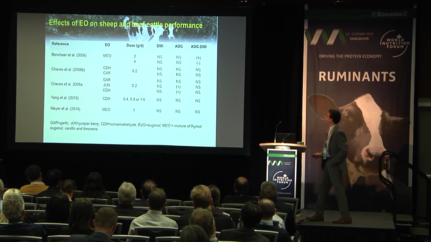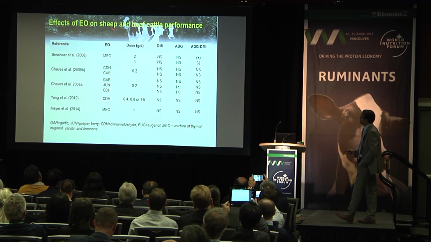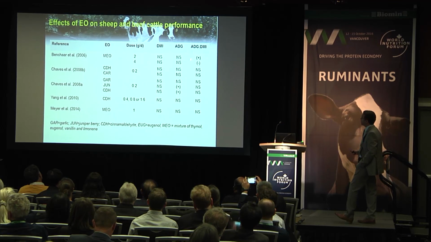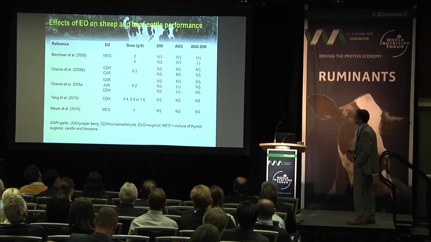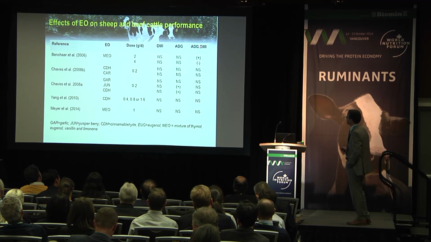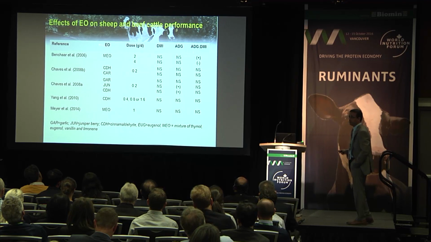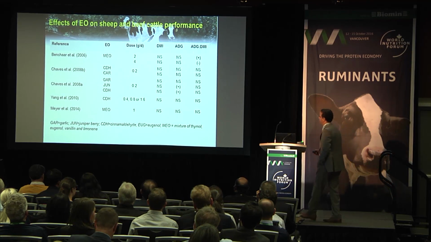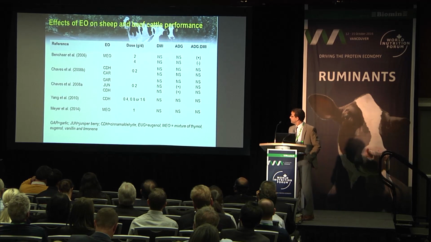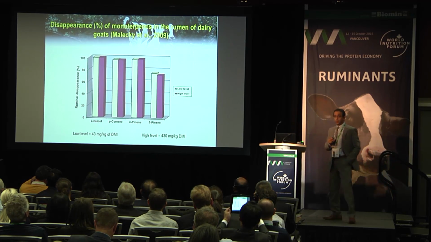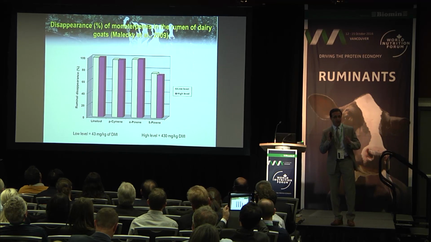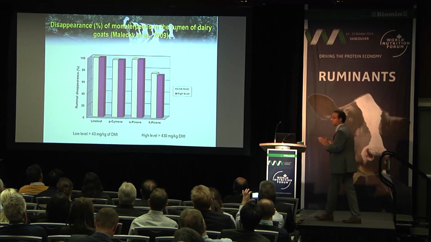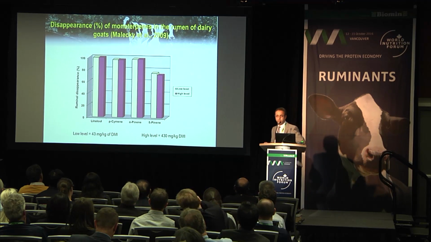The same story happened with gain in sheep and beef cattle, except for this study where we observed an improvement in feed efficiency. We cannot say from this slide that there is a clear positive effect of essential oil on ruminant performance. There is one thing that was little explored, which is the fate of essential oils in the gastrointestinal tract of the animal, particularly the ruminants.